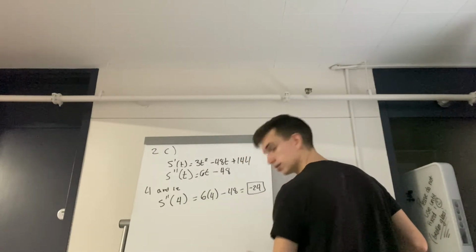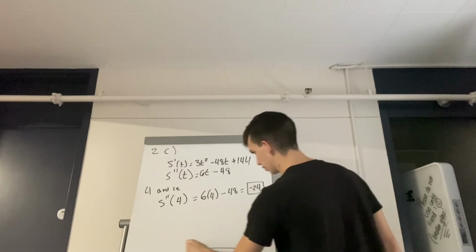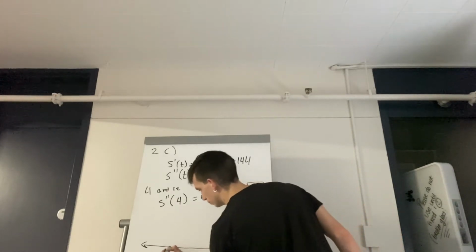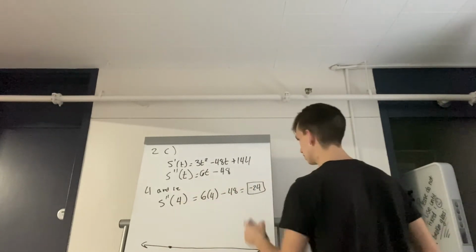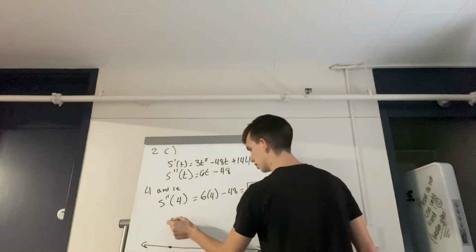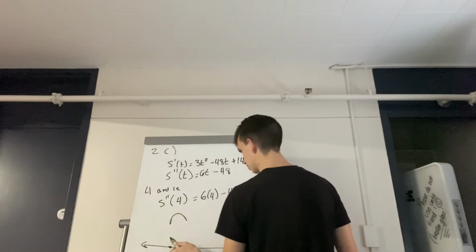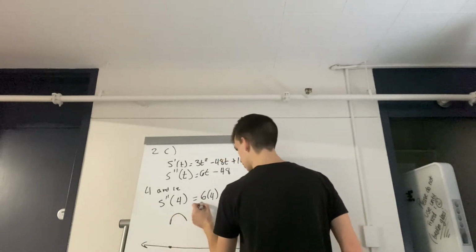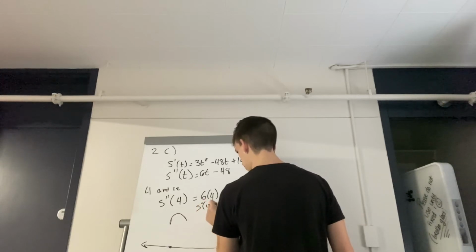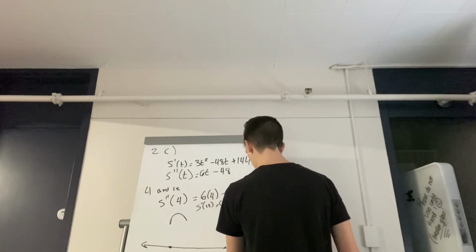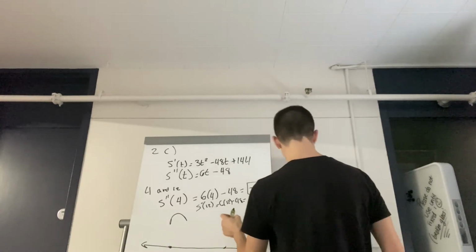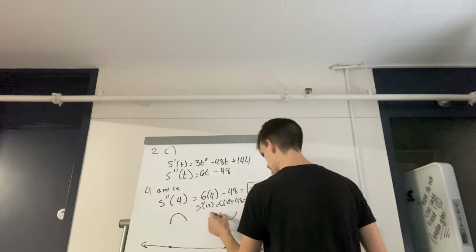on a number line, if we were to make a number line and we add a 0.4, because this is a negative number, we can assume that it arches like this. Say we add 0.12 now. Next, we're going to do s double prime of 12 equals 6 times 12 minus 48, which equals positive 24. So here we know that it's going to be like this.